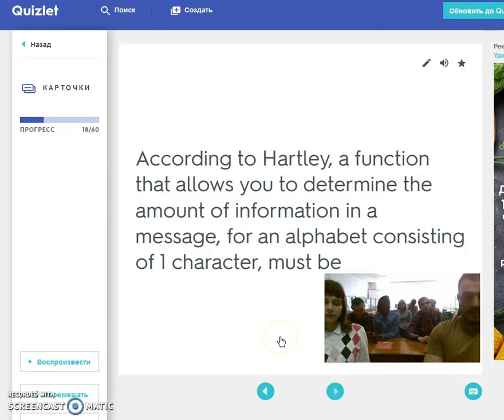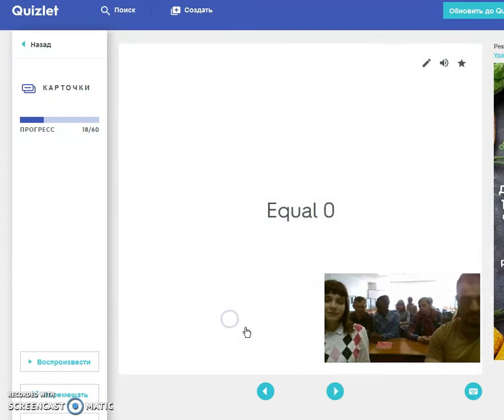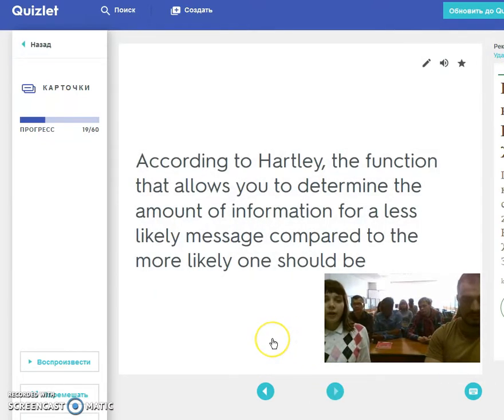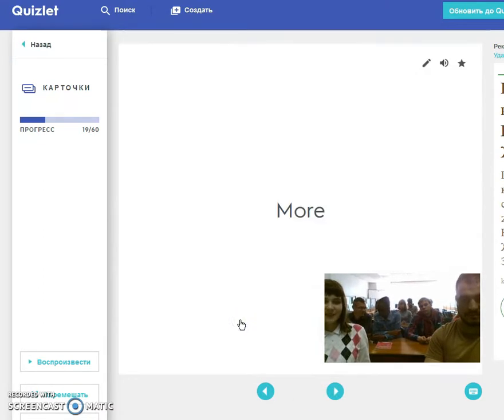According to Hartley, a function that allows you to determine the amount of information in a message for an alphabet consisting of one character must be equal to 0. The function that allows you to determine the amount of information for a less likely message compared to a more likely one should be more.